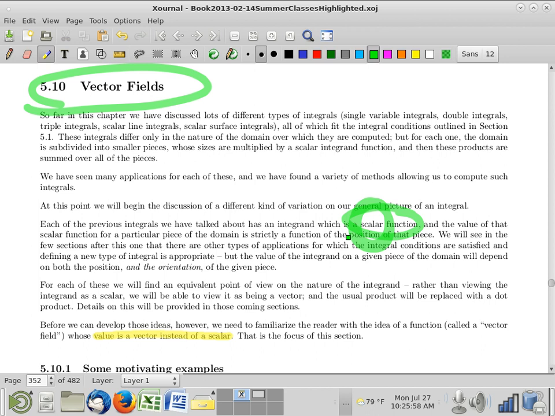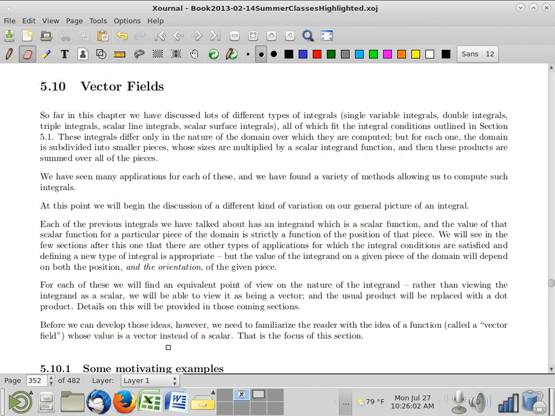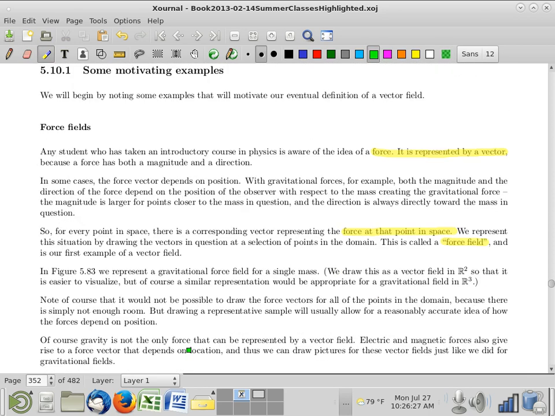We're going to consider now a new kind of object. It's eventually going to be an integrand, eventually. We'll get to how that works out later. But the values of these functions are not going to be scalars. They're going to be vectors. So these are vector-valued functions. But they're vector-valued functions that we think of in a specific way. So I'm going to lead into this with just a bunch of examples.